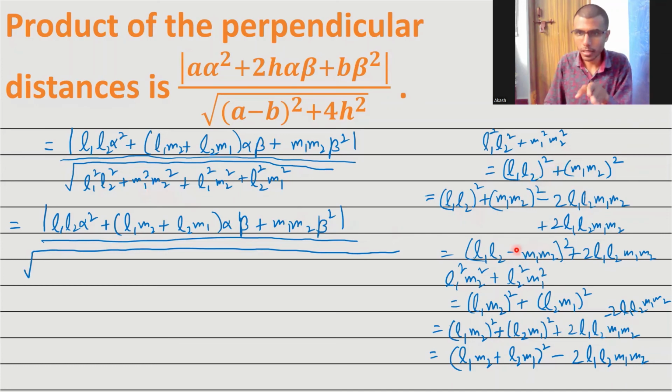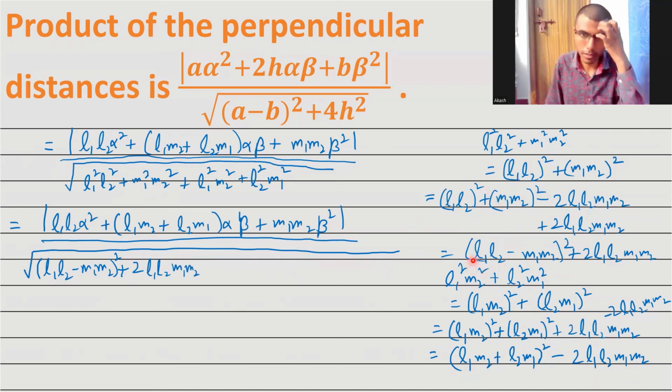What did I show you? L1 square L2 square plus m1 square m2 square is nothing but L1 L2 minus m1 m2 whole square plus 2 L1 L2 m1 m2. If you put this much, the invigilator will understand. You need not show everything. In case you show it, it's well and good, just mention that it's rough work, so that it makes a clear distinction.